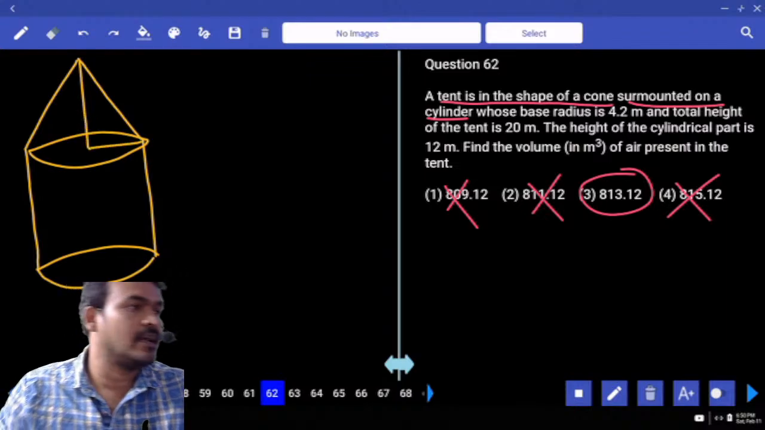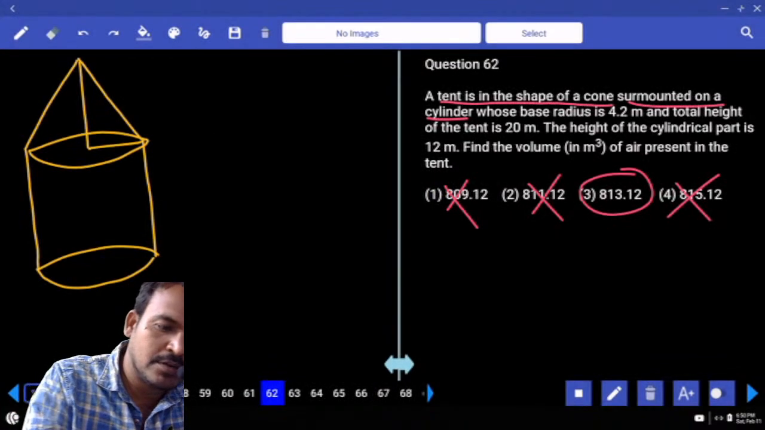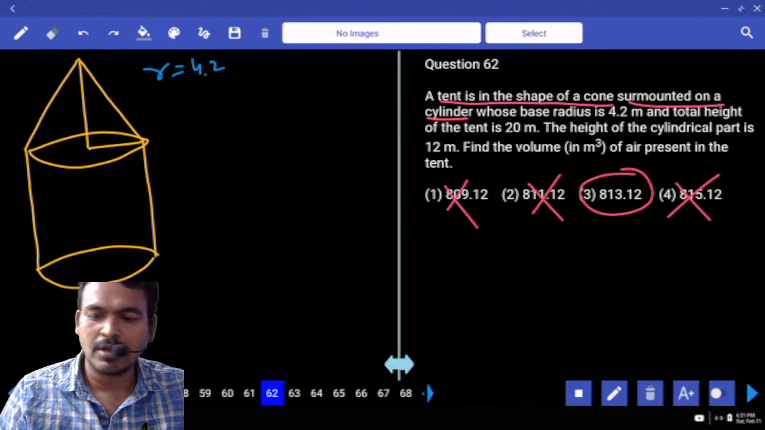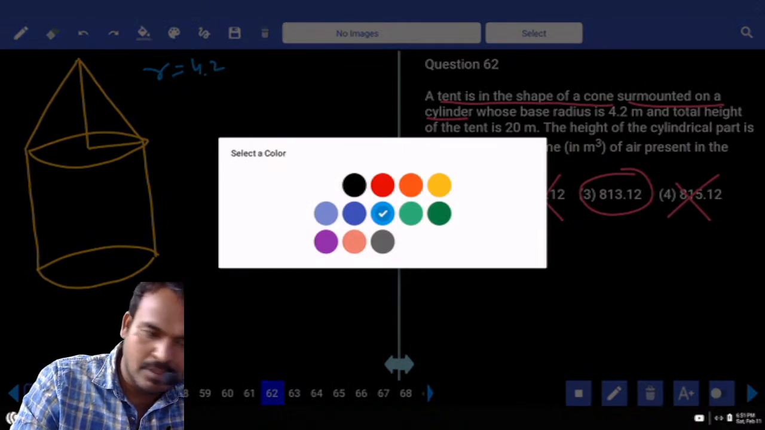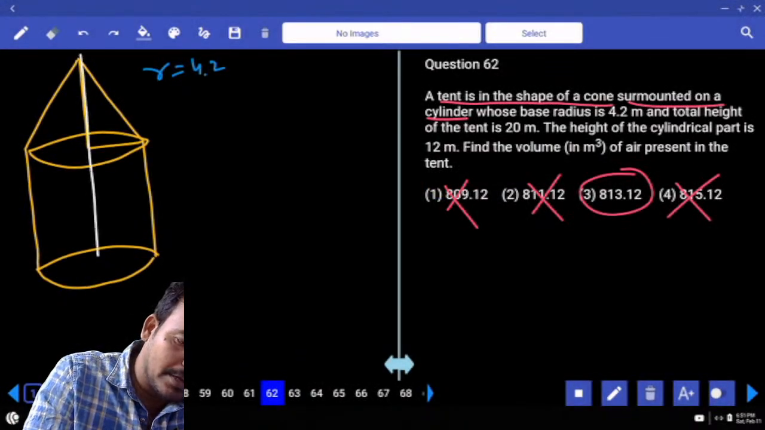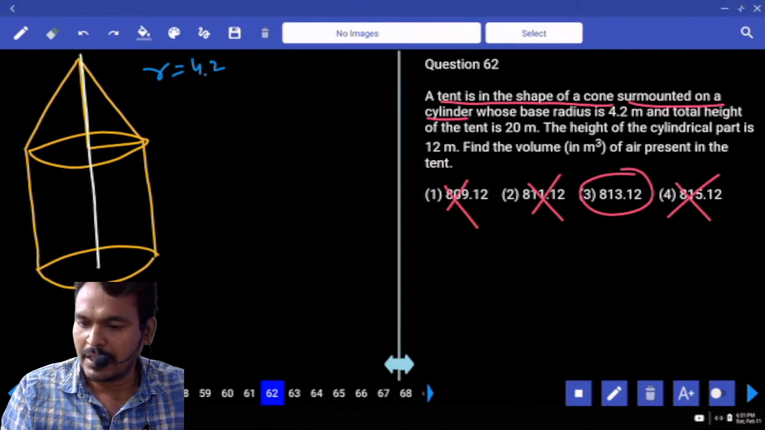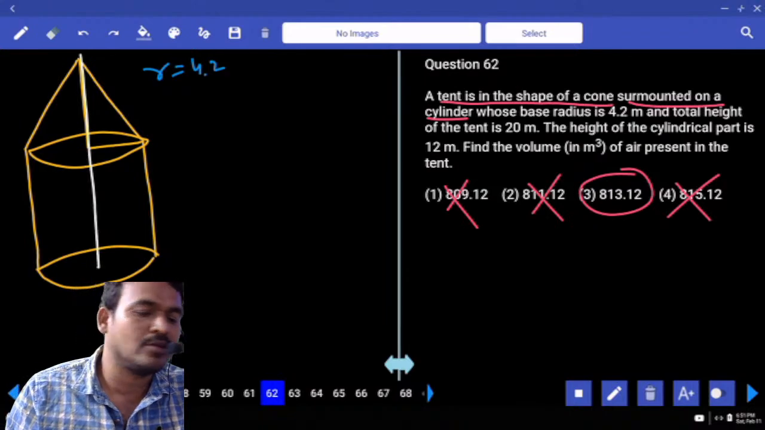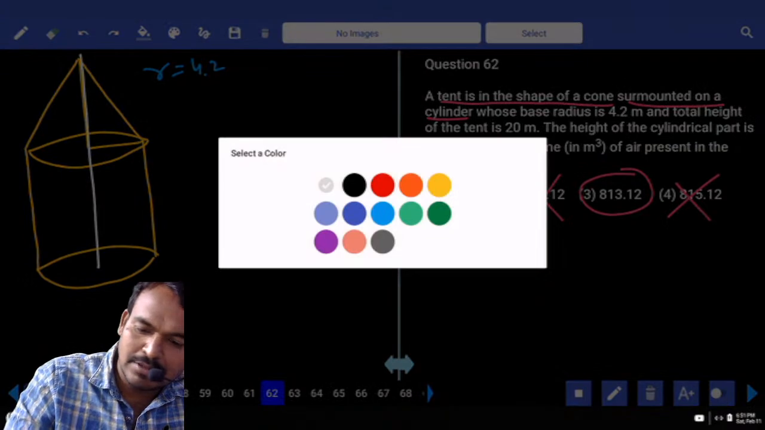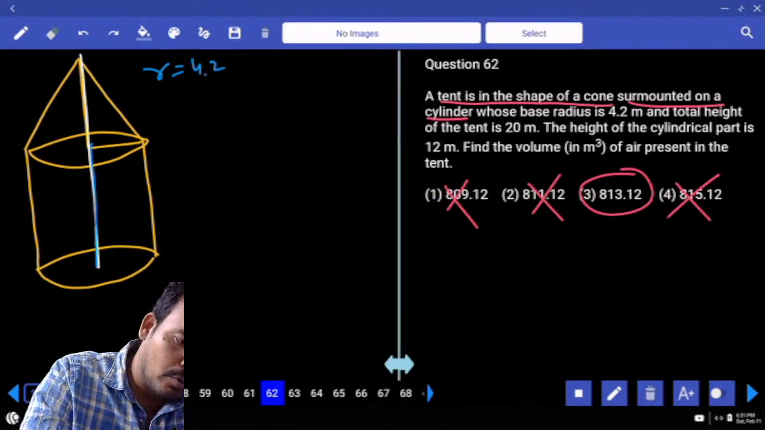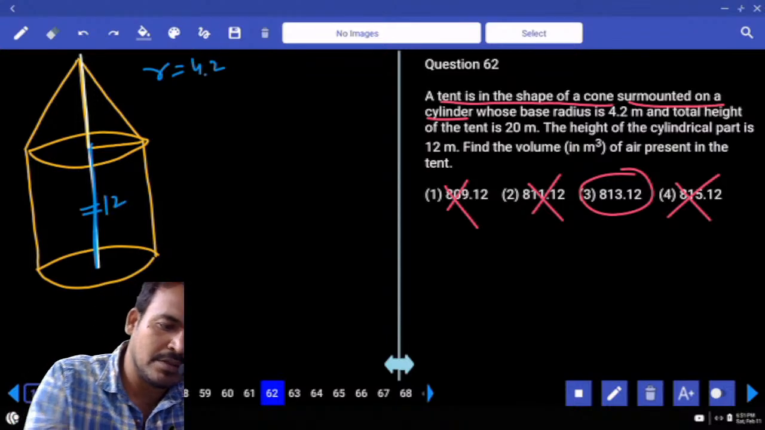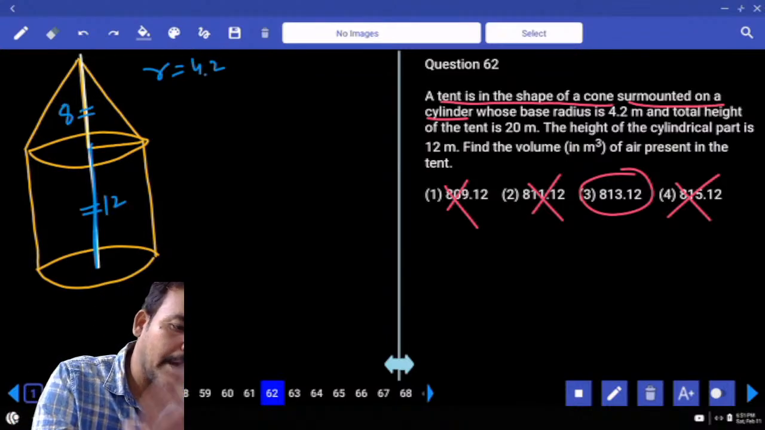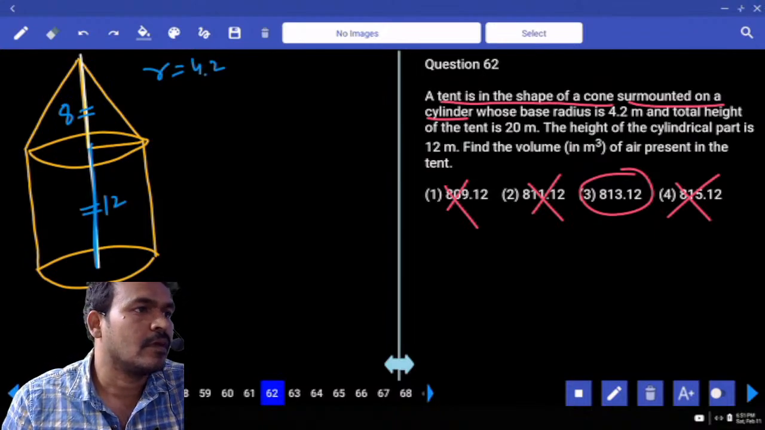What base radius is given? 4.2 meters. Means the radius value given is 4.2. Next, the total height of the tent is how much? 20 meters. Total height of the tent means top to bottom height is 20 meters. In that, the height of the cylindrical part is how much? 12 meters. Height of the cylindrical part means only the blue color portion is 12. Blue color portion 12 means the remaining white color portion is 8. Yes or no?